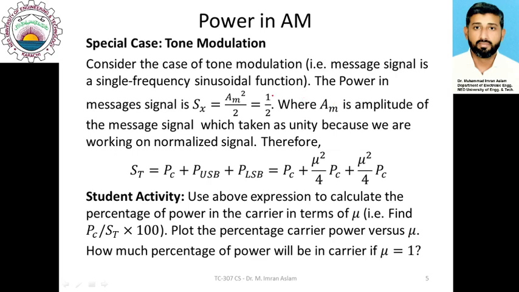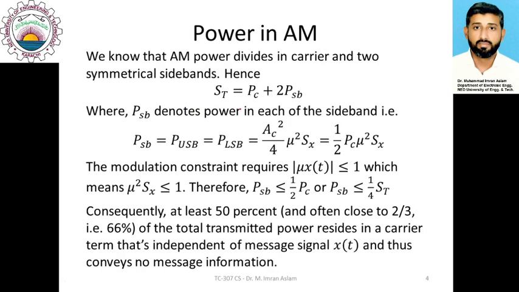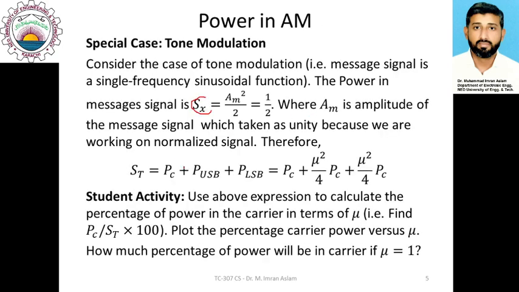So if we substitute Sx equal to half in the previously developed expression shown here, we would see that the power again comprises three parts. One is the carrier power, one is the upper sideband power, and third is the lower sideband power. So this will be equal to Pc, and the upper sideband and lower sideband powers are equal, so they come out to be mu square by 4 Pc, and similarly this one mu square by 4 Pc, where Pc is the carrier power.